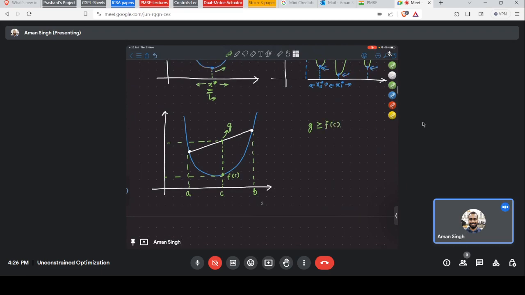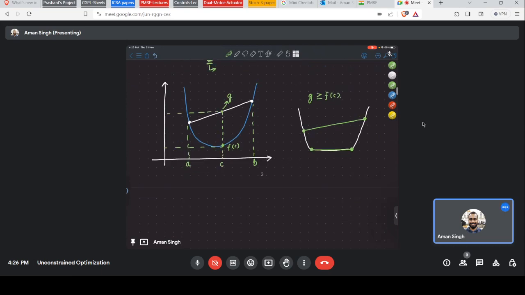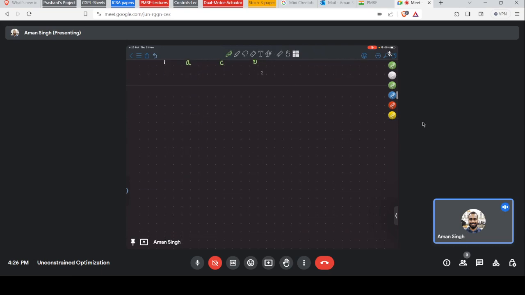We can have a function like this also. If we take any 2 points, it's again true. If we take these 2 points, then the function value is equal to the value on the line. So such functions are called convex functions. The functions in which if you take any 2 points and make a line between those 2 points, then the value of the function is always less than or equal to the value of that line. So that is the definition of convex functions. Now let's define it formally. I just gave you an idea of what convex functions are.